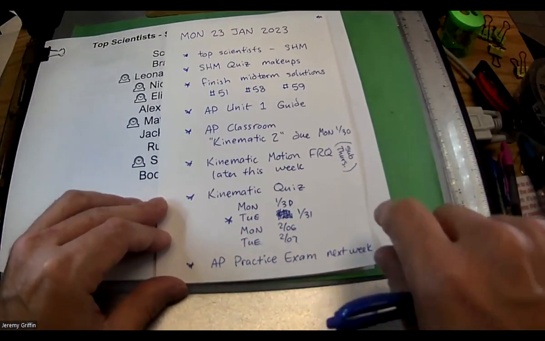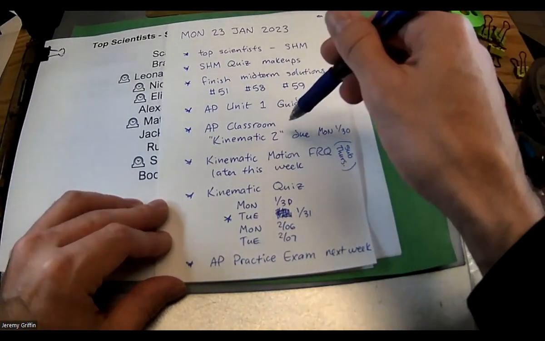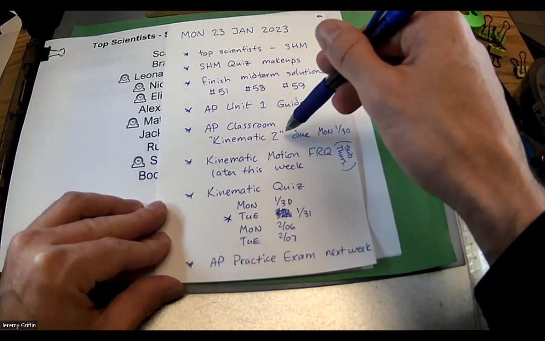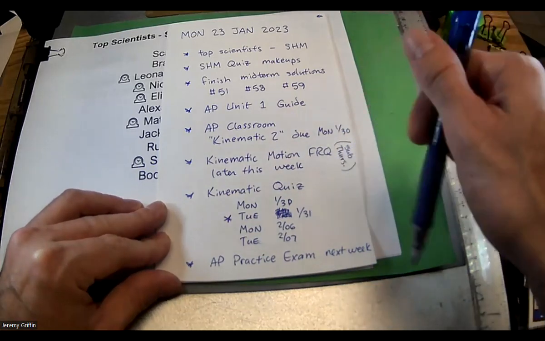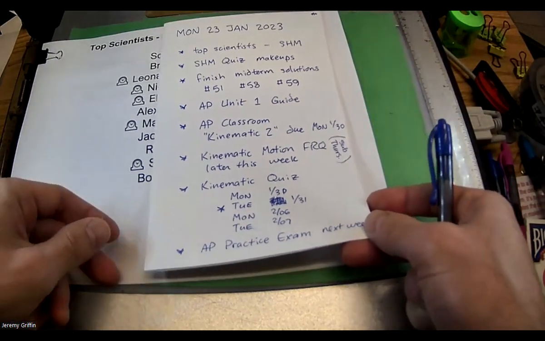All right. You got this in your agendas. AP Classroom, there's one open. Got this tentative due date here. And then the kinematic quiz coming up about next week. Right, so you guys got that in your agendas?